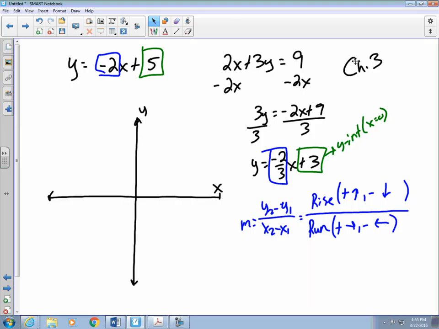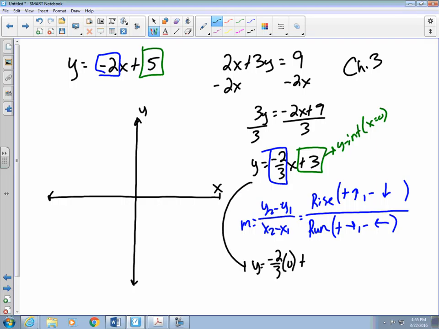So my point is, the reason why that number on the end is the y-intercept is because if you put 0 in for x, let's draw a little arrow here real quick, if I put 0 in for x, 0 times anything is 0, so you're just left with y equals 3 anyway. So if I'm graphing y equals negative 2/3 x plus 3, I know automatically that's going to be one ordered pair.